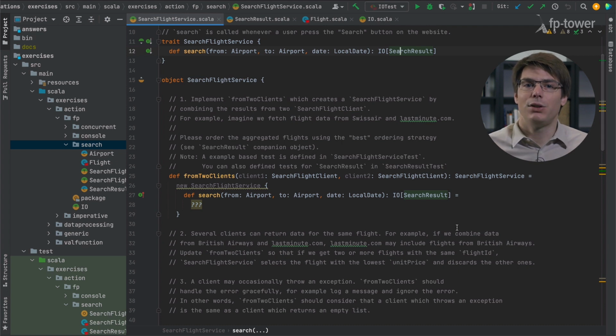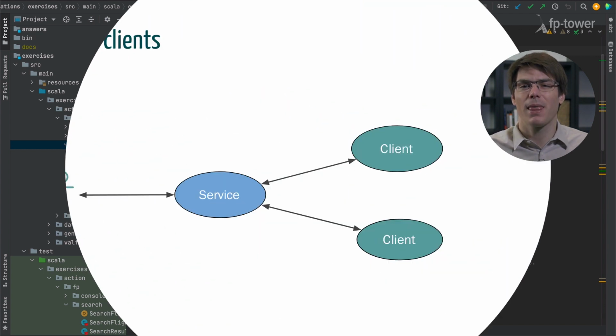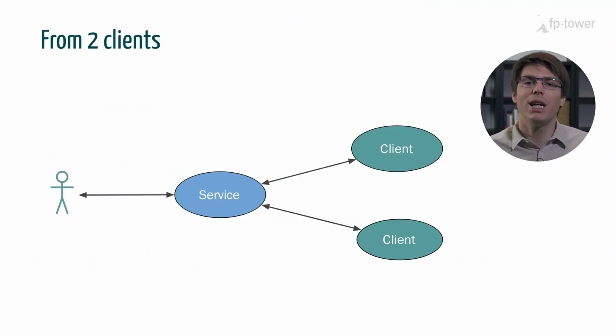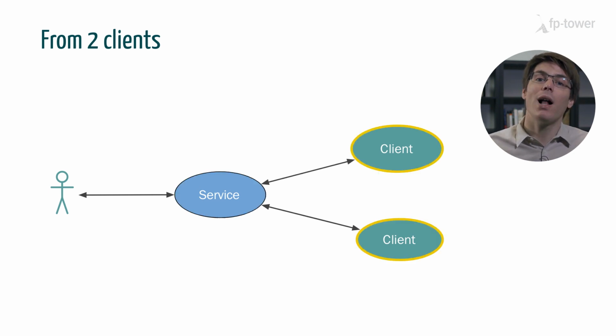So the first exercise for today is to implement the method fromTwoClients, which is defined as a companion object. This method creates a SearchFlightService using 2 SearchFlightClients. If we go back to the diagram, we can see that the service is the API that Lambda Corp maintains, while the client represents the API of a third-party data provider. For the purpose of this exercise, we assume that all data providers use the same API. For example, let's say it's an open standard.